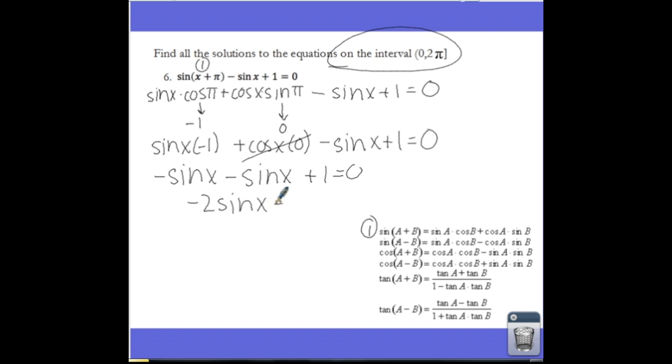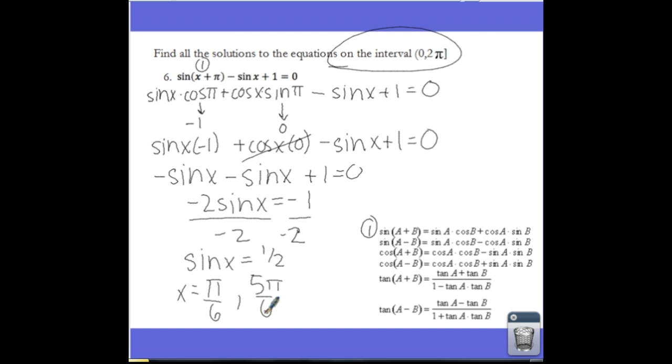Then again, by combining like terms, we have negative 2 sine of x equals negative 1. We'll divide by negative 2, and then we have sine of x equals 1/2. And the solutions for sine of x equals 1/2 are x equals pi over 6 and 5 pi over 6. And those are the only solutions because we were given an interval between 0 and 2 pi.